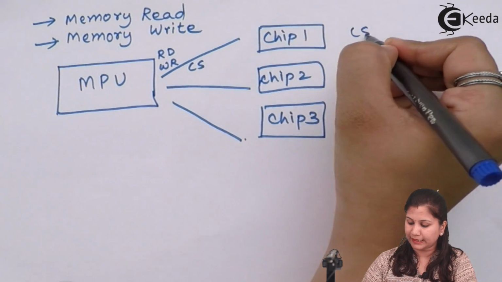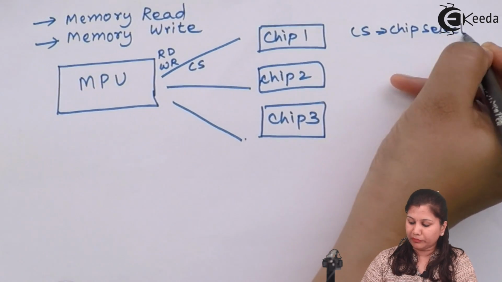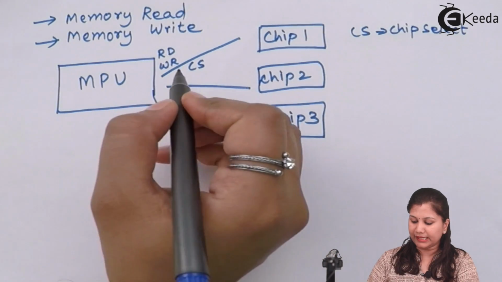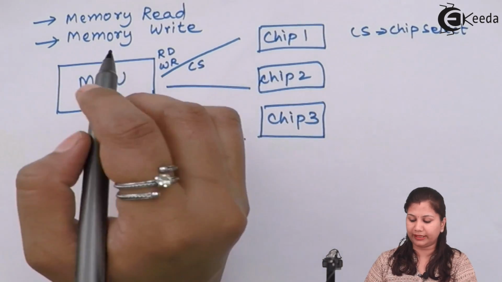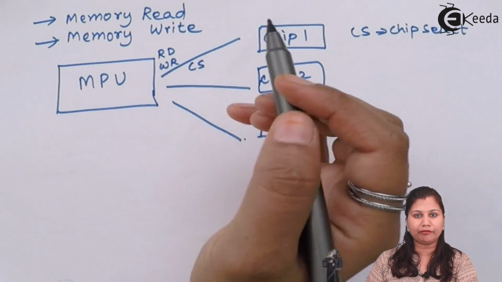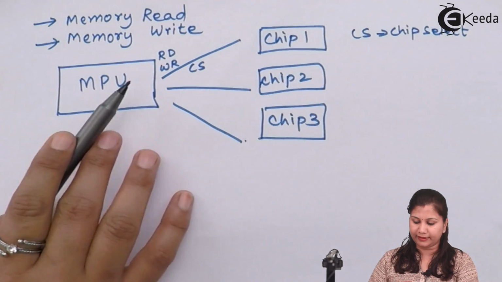CS is the chip select signal, so that with whatever memory chip it wants to communicate, it can select that chip, and for that chip, if it wants to read the data, then the read signal should be there, and if it wants to write the data into that memory chip, then the write signal is there.